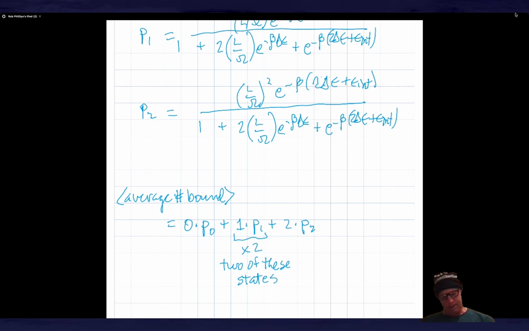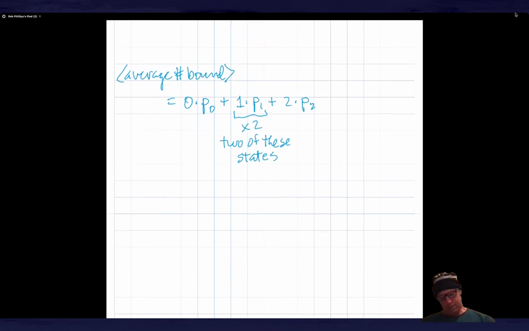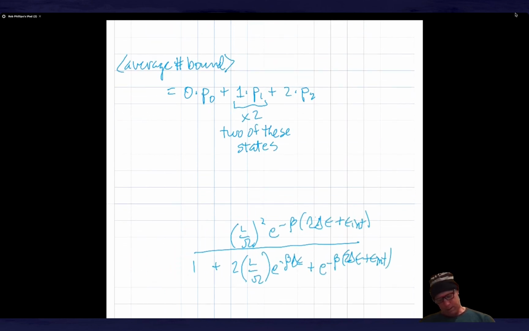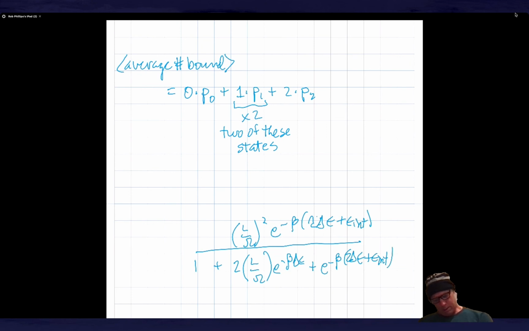I can grab this thing. The average number bound is going to be given by this. But there's 2 here. And then I also need to add 2 L over omega e to the minus beta delta epsilon. So that's the average number bound. It's a bit messy, and I apologize.